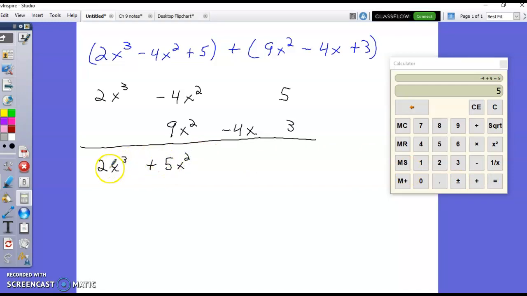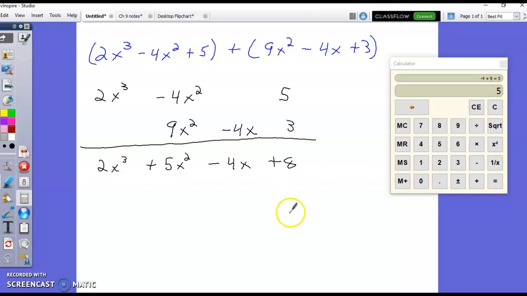And again, because I'm writing it next to this, I'm indicating the value. Nothing to add with the negative 4x, so I'm just going to write that down, negative 4x. And then we have a 5 and a 3. So they're both positives, so that's going to be a positive 8. And that would be an example of adding polynomials with multiple terms.